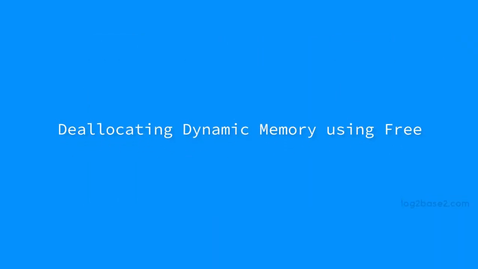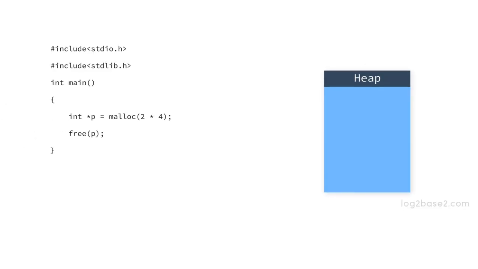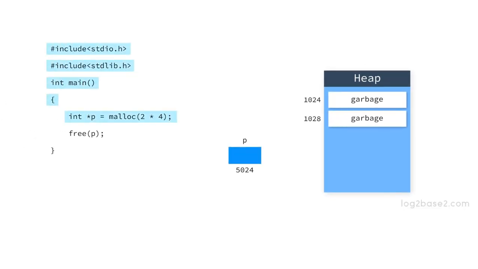Next case is deallocating dynamic memory using the free function. See this example program. Here the malloc function will allocate 8 bytes of memory and return the base address to the pointer p. Now, if we free the pointer p, the dynamically allocated memory will be deleted and it becomes available for further use. But the pointer p will hold the same memory address. Now p will act as a dangling pointer.